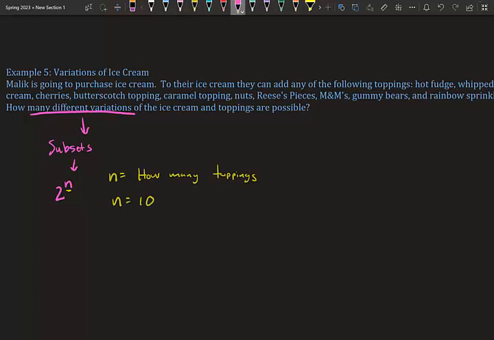So let's plug it in. We have 2 to the power of 10. Now, if you have a calculator, just do 2 to the power of 10. Or we can do 2 times 2 times 2 times 2 times 2 times 2 times 2 times 2 times 2 times 2. We can write 10 twos. 2 to the power of 10, or 10 twos, we get 1,024 distinct ways. So you could go to this ice cream shop 1,024 times and get a different topping on your ice cream every time. Every time it's going to be different for 1,024 ways.